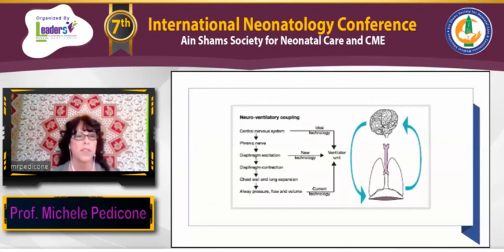So in order to better understand NAVA, I think we need to look a little bit at neuroventilatory coupling. The signal starts from the central nervous system and goes down the phrenic nerve and excites the diaphragm. When the diaphragm contracts, the chest wall and the lung expand, causing airway pressure to change in the lungs. When the flow changes in the lungs, it initiates a flow trigger that communicates with the ventilator that a breath is coming, and the ventilator then gives this assisted breath.